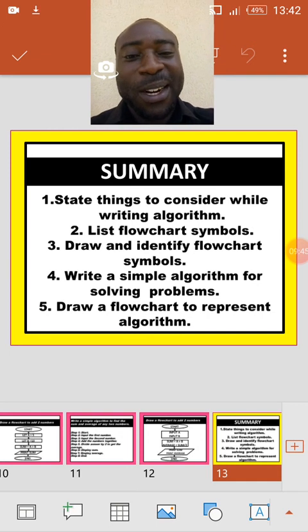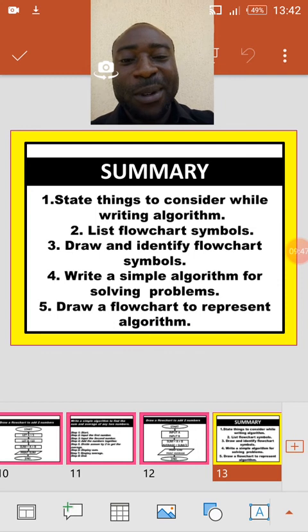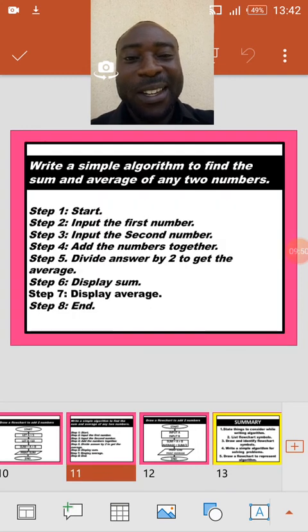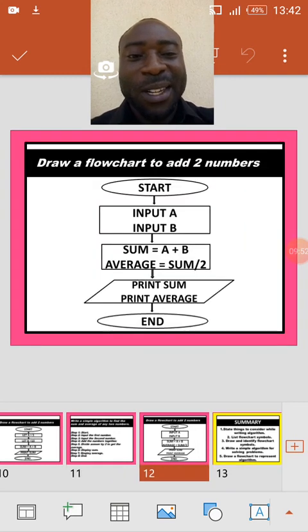Alright, and we also wrote some simple algorithms and flowcharts. An example is seen here, and this is another example. I believe you enjoyed the class.